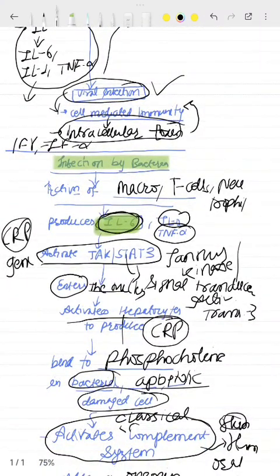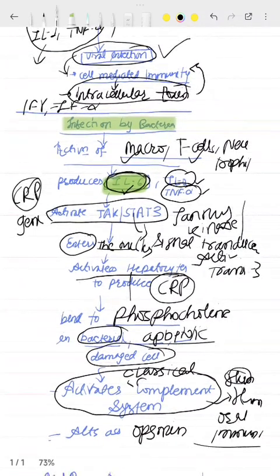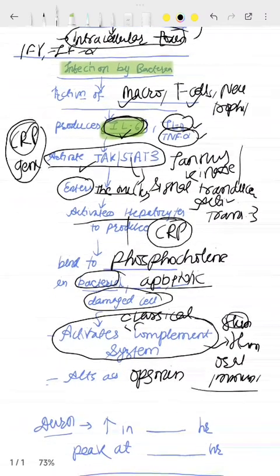I have told you, let me repeat it again. When there is bacterial infection, there is activation of macrophages, T cells, and neutrophils. This activated macrophage produces interleukin 6, interleukin 1, and TNF alpha. Mainly interleukin 6 activates the JAK-STAT pathway that enters the nucleus and activates the CRP gene in hepatocytes. That CRP gene produces CRP.